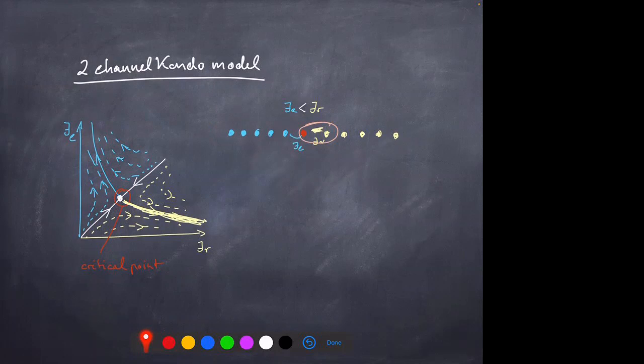But what's very special is when JL and JR are equally strong. This is a situation in which we have frustration in the system. This chain wants to grab the spin, and this chain here also wants to grab the spin.